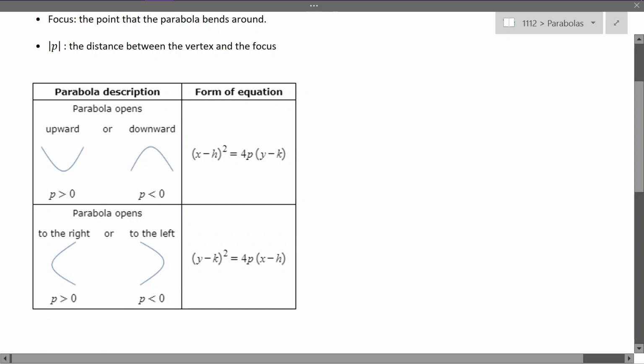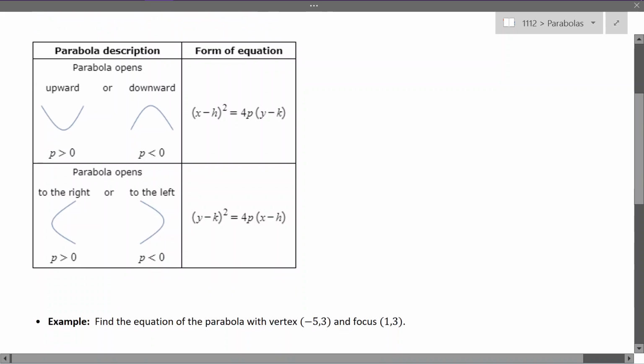If the parabola opens to the right or to the left, the form of our equation changes to (y minus k) squared equals 4p times (x minus h). If it opens to the right, p will be positive, and if it opens to the left, p will be negative.